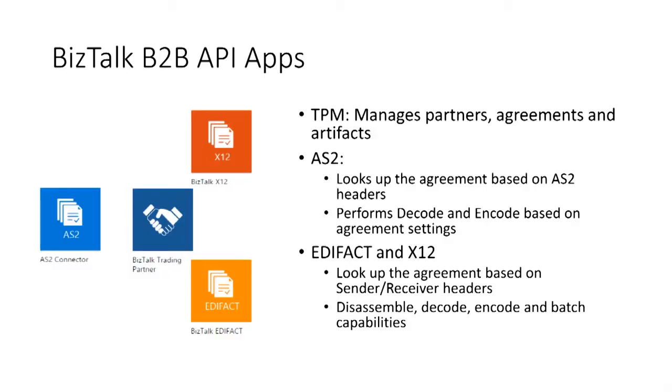So that's the key part about the B2B API apps, where trading partner management is central to keeping your agreements and partners, while the other services depend on the trading partner management service to retrieve the agreements information based on the protocol data that they get, and then actually perform the encode or the decode.